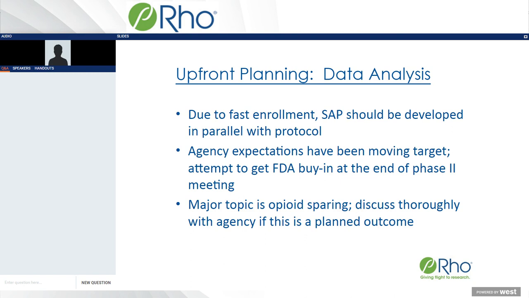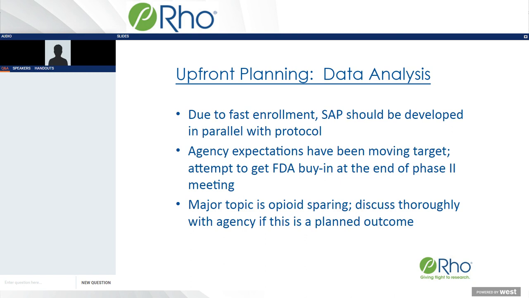One major topic that we've seen a lot of discussion around in this therapeutic area is opioid sparing. As of right now, in order to have an opioid sparing claim, you have to show both that less opioids were used and that you have fewer opioid-related AEs. However, this could be changing.